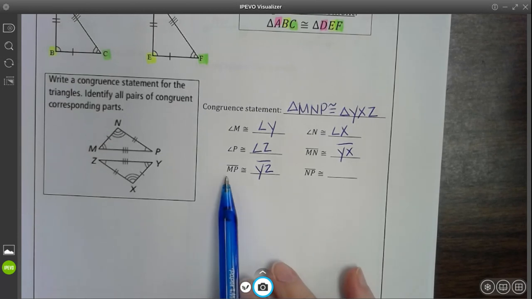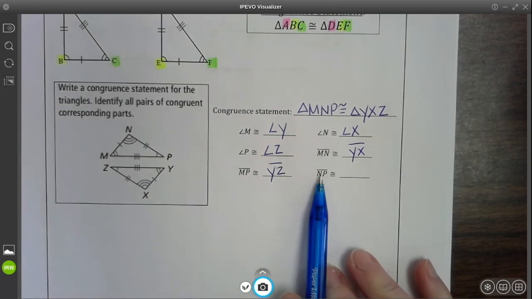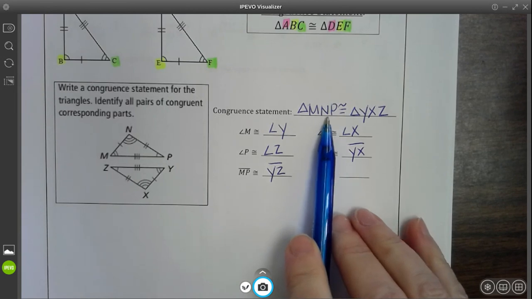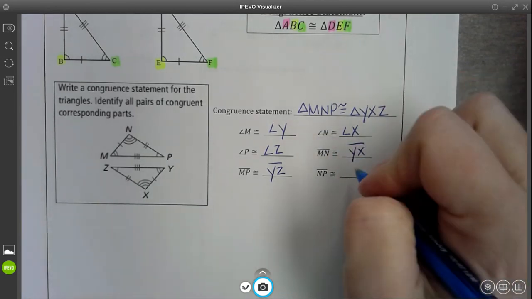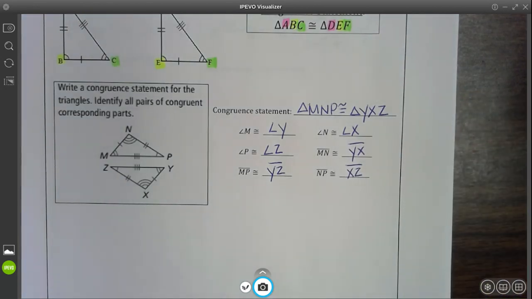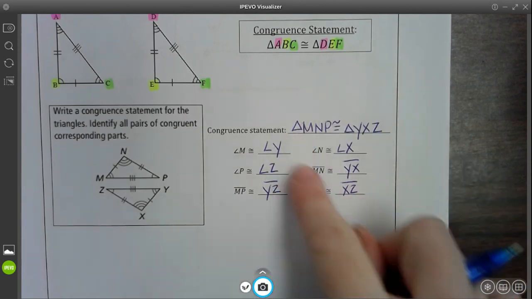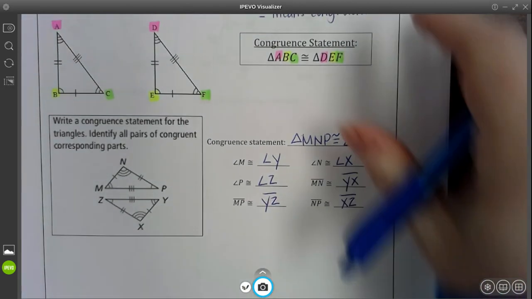We can't say that segments are equal. We can only say that their lengths are equal. So when we're talking about the segments themselves, we have to say congruent. Next, segment NP: NP are the last two letters here, and XZ are the last two letters there. So segment NP is congruent to segment XZ. That's how a congruent statement can really help you out.